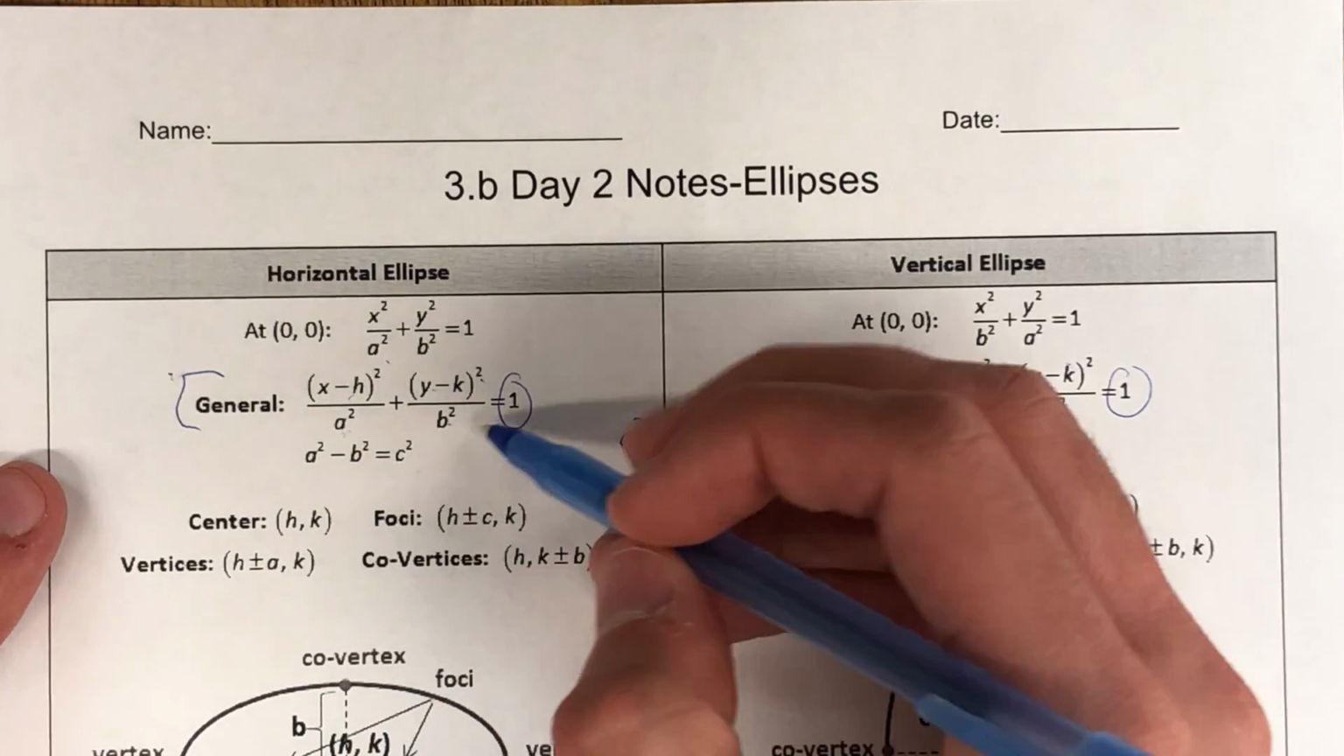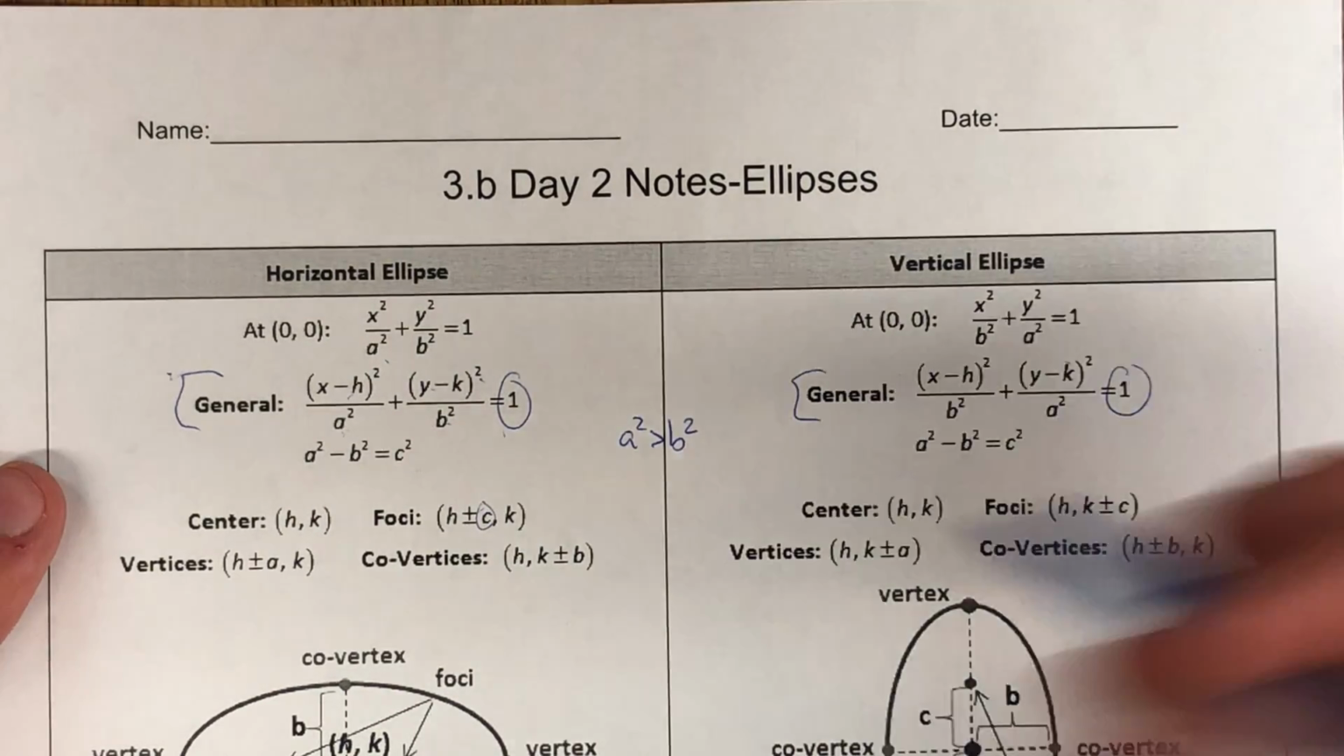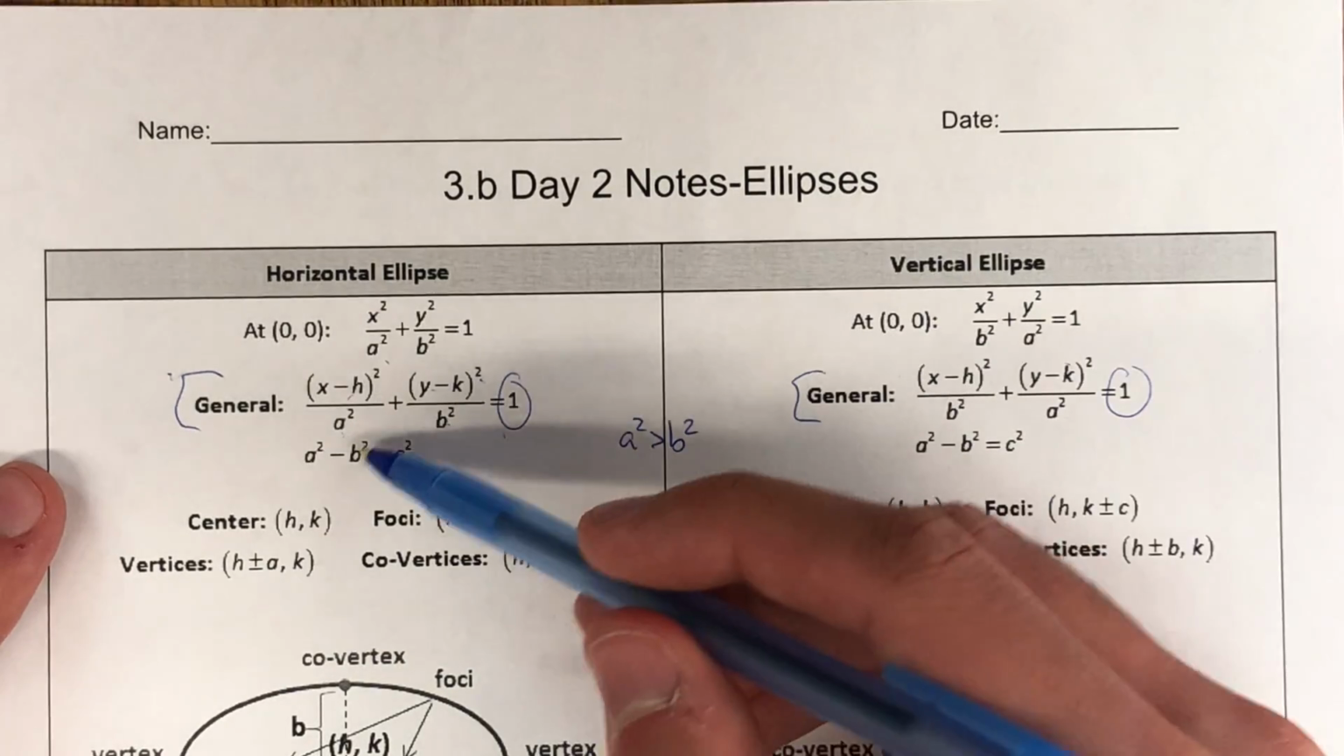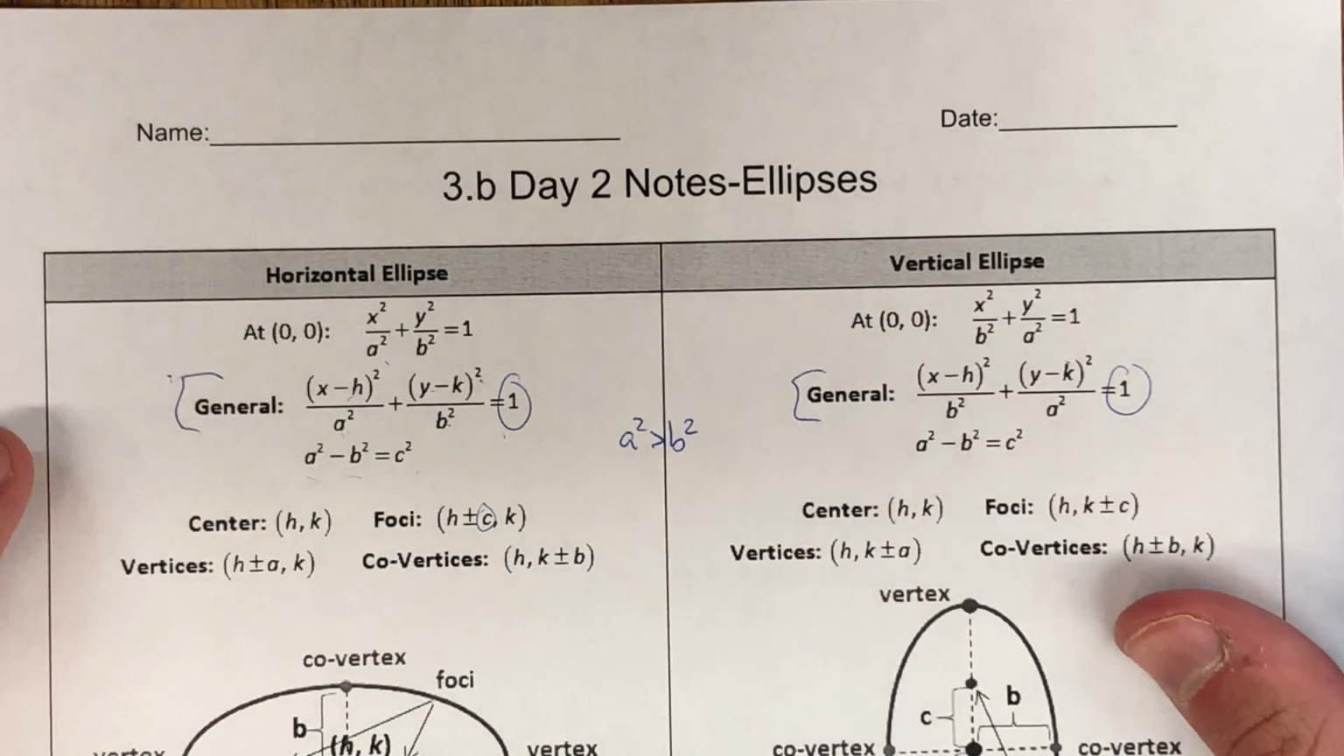And the way we find our foci is with that c value. The c value is the distance from the center to the foci, and we take a squared minus b squared to get c squared.